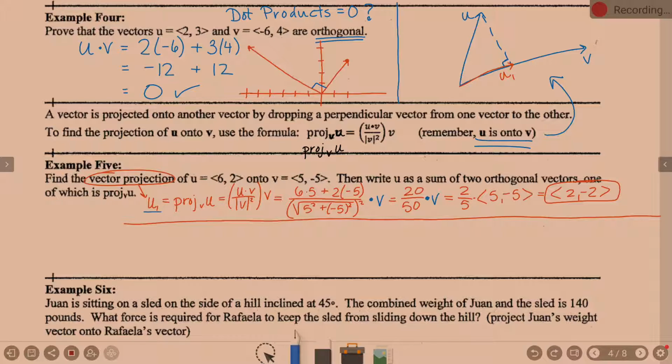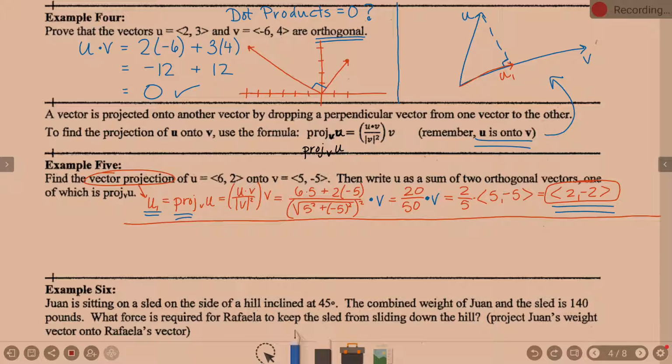And that right there is what we were calling u1, because it was the projection, right? It was the vector projection of u onto v. So it was another version of u, so we're calling it u1. Okay? Now, the second part of this, it's not mathematically hard, it's just making sure we understand it.